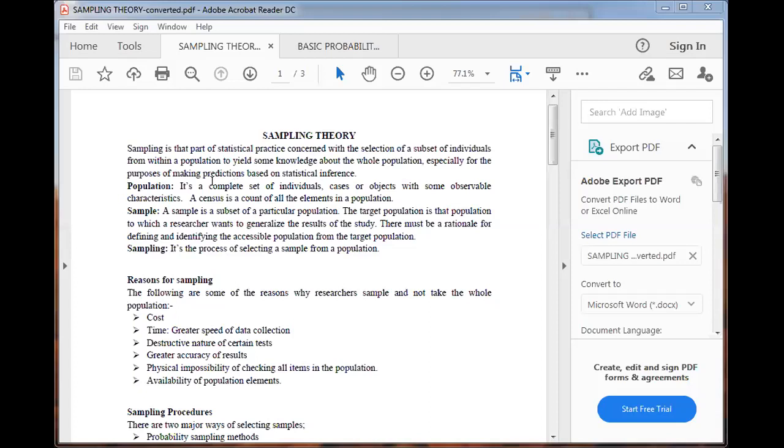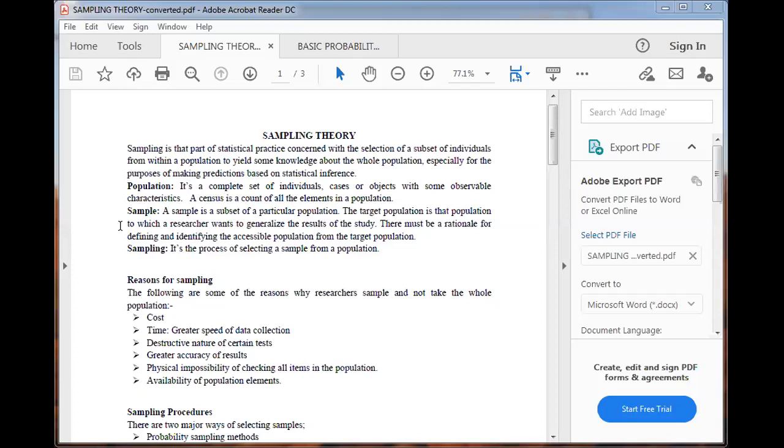So I was saying that a population is the entire group of items that you want to study. So if you find a case whereby you want to do an analysis, you want to investigate each and every item in the population, then you will be doing what we call a census. So a census is when you are doing an analysis on the entire population.